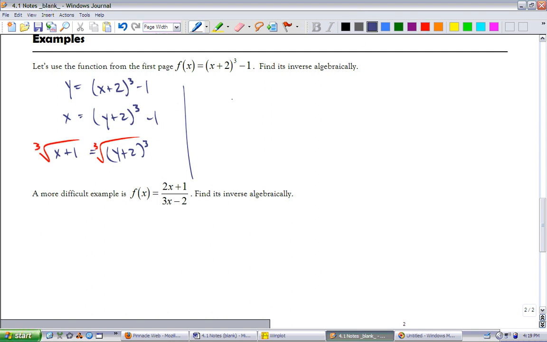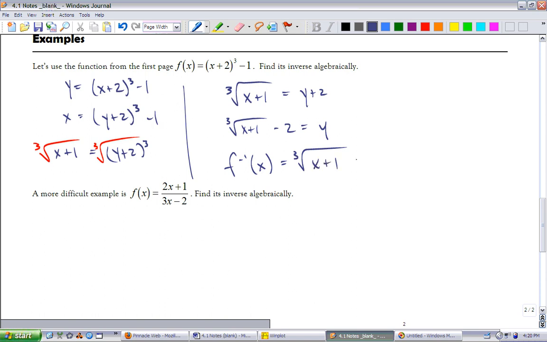Okay, we get the cubed root of x plus 1 equals y plus 2. And then I'm going to subtract 2. So I get the cubed root of x plus 1 minus 2 equals y. And again, now that we've solved for y, we want to substitute the inverse of f back in, because that's what we're looking for here. Properly answer the question, and that's your answer.